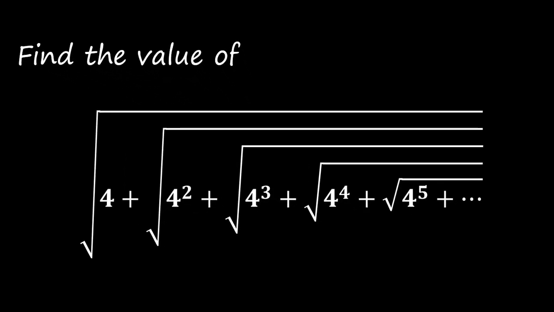Today, let's look at this interesting problem regarding infinite nested radicals. Here is the problem. Find the value of square root of 4 plus square root of 4 squared plus square root of 4 cubed plus square root of 4 to the power 4 plus square root of 4 to the power 5, and so on. Please have a good try before you look at the answer.